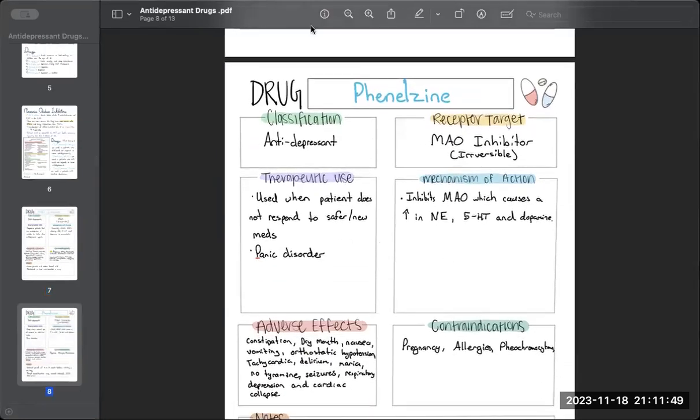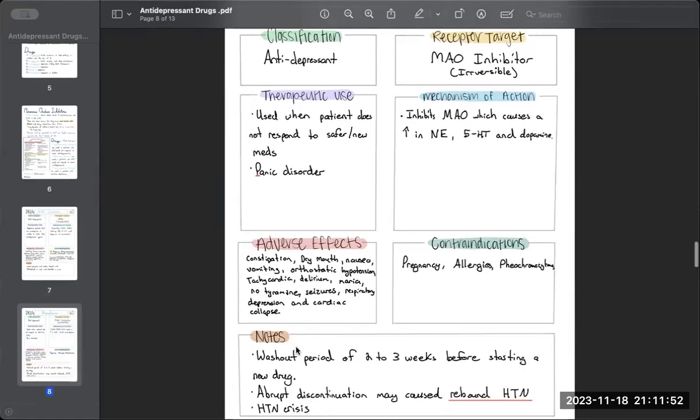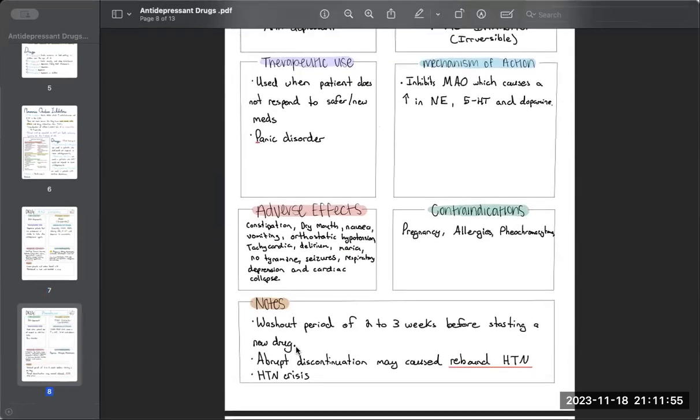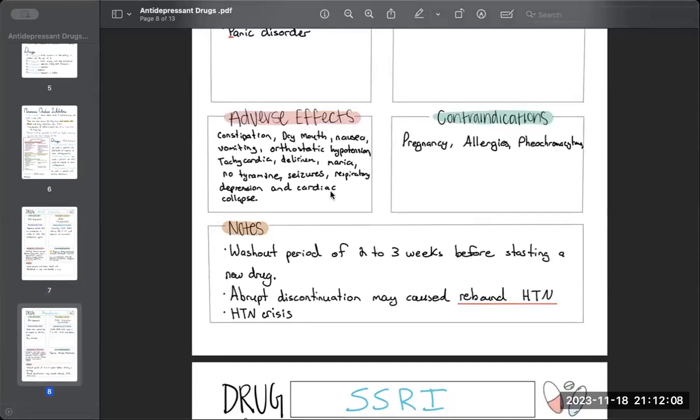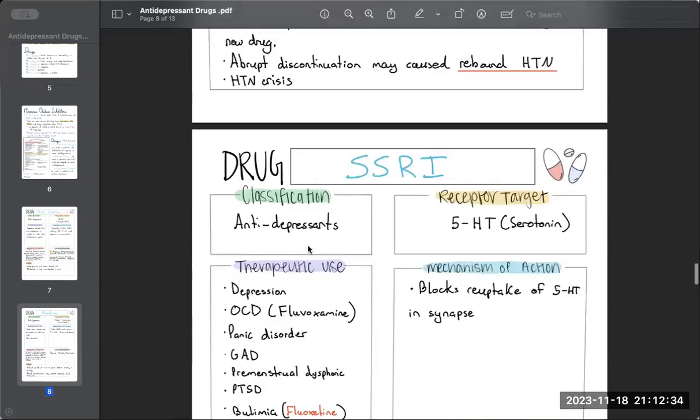Prototype, phenelzine. As I said, these are antidepressants used as a last resort, but they can also be used for panic disorders. Same sorts of things: constipation, dry mouth, pretty much anti-SLUD, with orthostatic hypotension as well as tremors and dizziness and no foods containing tyramine, okay? Now, a really important patient education point is that it has a washout period of 2 to 3 weeks, so you cannot start a new drug anytime soon. You have to wait 2 to 3 weeks before starting a new drug. The next thing is that if you abruptly discontinue this drug, you will have rebound hypertension and you can go into a hypertensive crisis. No good. So you must educate your patient: do not stop these medications abruptly.